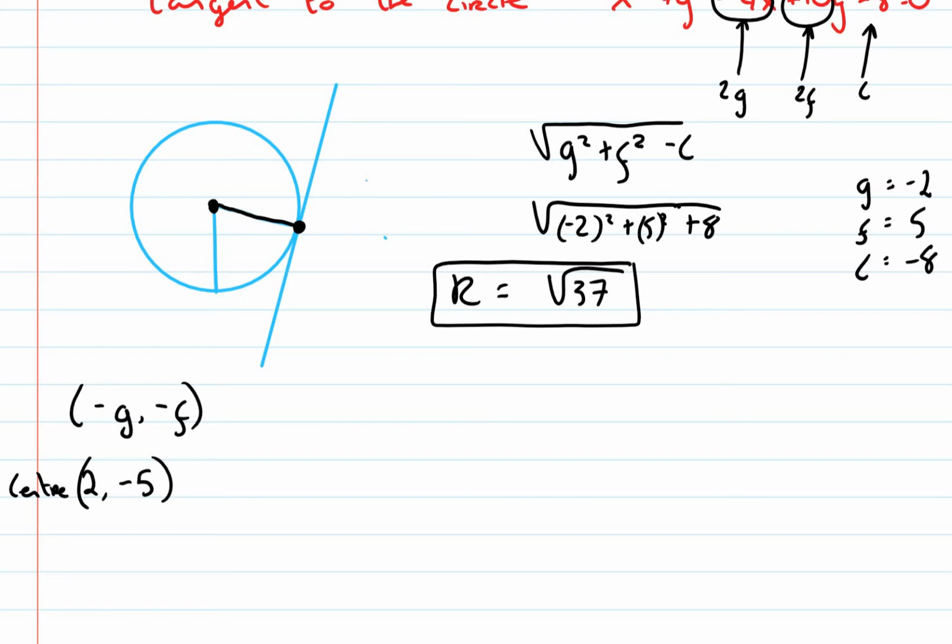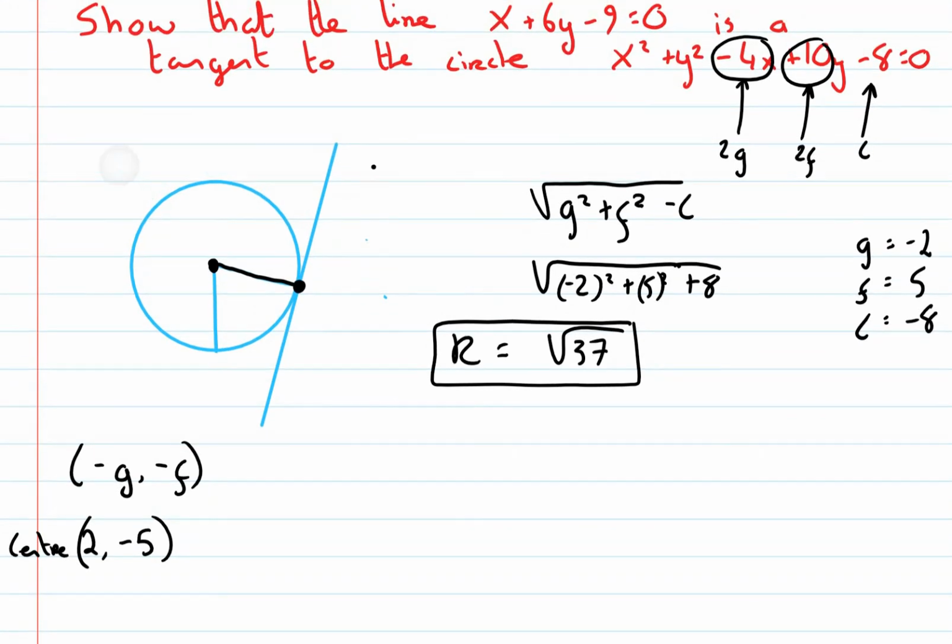And if I can find the distance between that center and this line, and it's the square root of 37, well then I know that line is a tangent. So the equation of the line is x + 6y - 9 = 0. So this is what I'm interested in, this and this. If I can find the distance between this point and this line, then we'll compare it against this square root of 7.